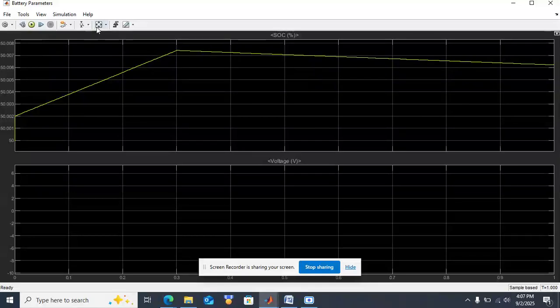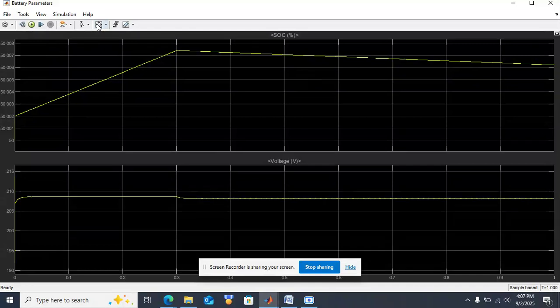Initially the battery was charging when PV is available, and when PV is disconnected, then the battery starts to discharge. So the SOC is initially increasing when the battery is charging, that is when PV is available. And when PV is not available, the battery should provide the energy. So the battery state of charge is decreasing here.